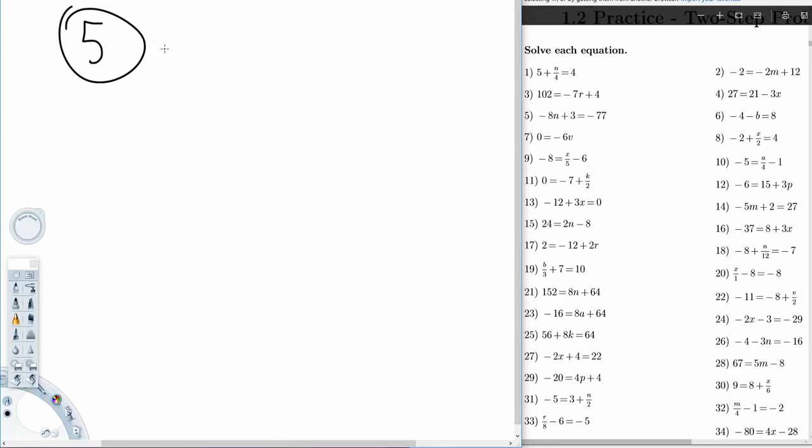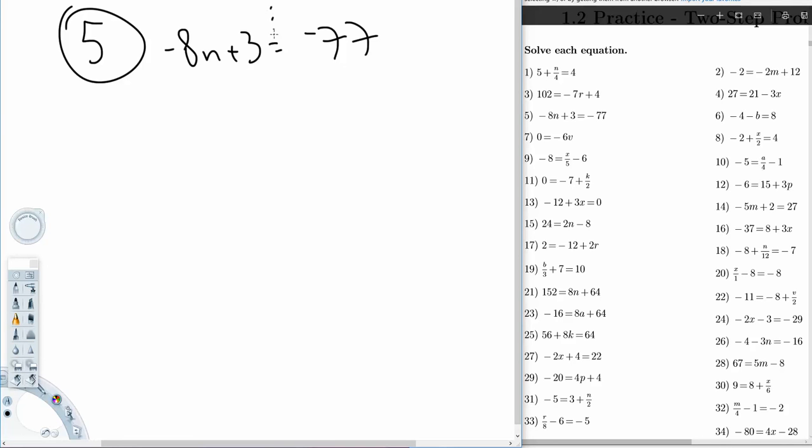Number 5: negative 8n plus 3 equals negative 77. Now, when you're doing these problems with me, don't be afraid to pause and do a little bit yourself. And then, if you can't do it with me, then replay it and try to do part of it yourself, and then replay it and try to do it all by yourself.